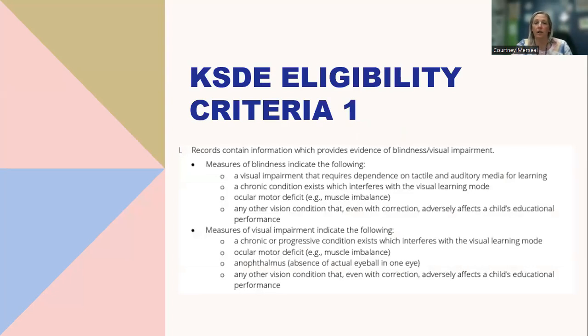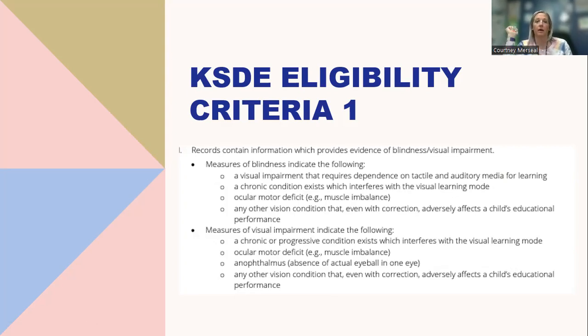So eligibility criteria 1 is that records contain information of blindness or visual impairment, which would be that the student depends on tactile and auditory media for learning, or the student would have a chronic condition which interferes with visual learning, ocular motor deficit, like a muscle imbalance, any other vision condition that even with correction, which would be with glasses or contacts, would adversely affect the child's educational performance. So even a student with glasses, if their vision is affecting their learning, then they could qualify for an IEP.